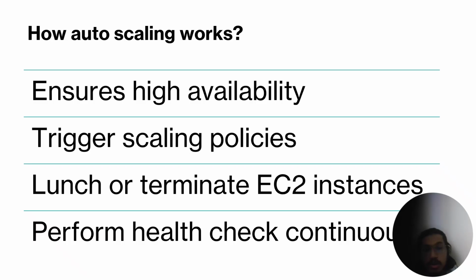So how does auto scaling work? Auto scaling continuously monitors your instance performance metrics like CPU use or network traffic. If the CPU usage stays high for a few minutes, it triggers a scaling policy to add new instances. If traffic drops, it may terminate the extra instances to save the cost. Simple. It also performs health checks to replace any unhealthy instances automatically.